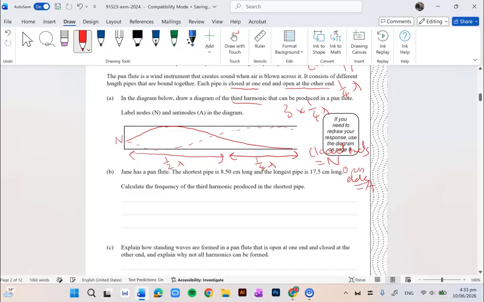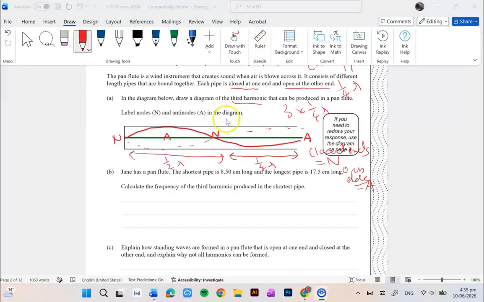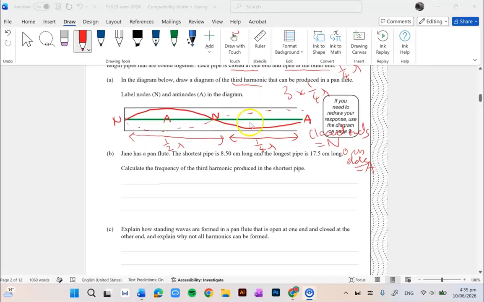So we're going to have a node here, and then we're going to have an antinode in here where there's the maximum displacement. We're going to have another node here in the middle, and then we're going to have another antinode right at the end, right? So anything that sits in the middle, I'll draw another middle line. Actually, I'll make it green. I'll just redraw this green line.